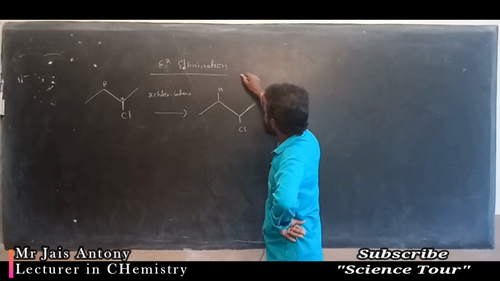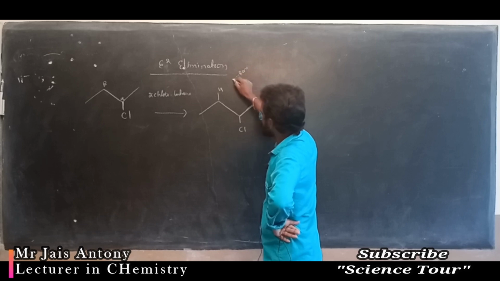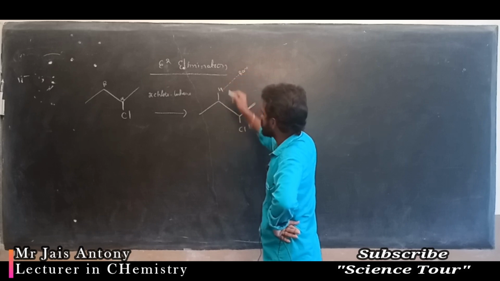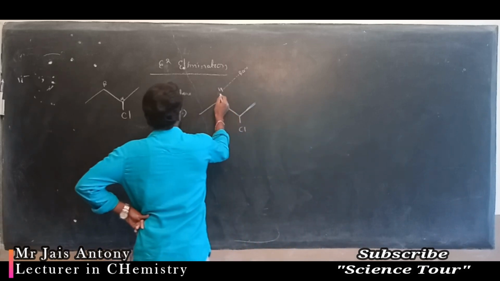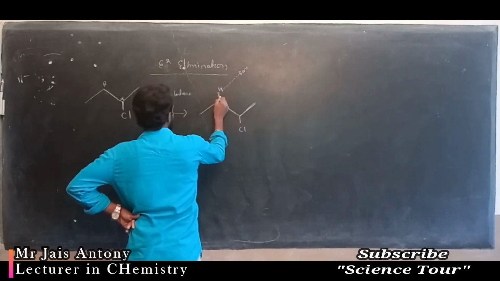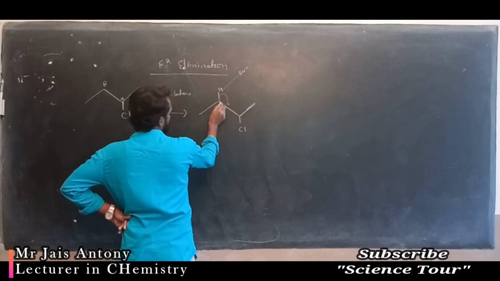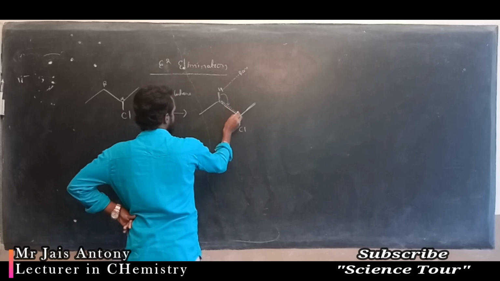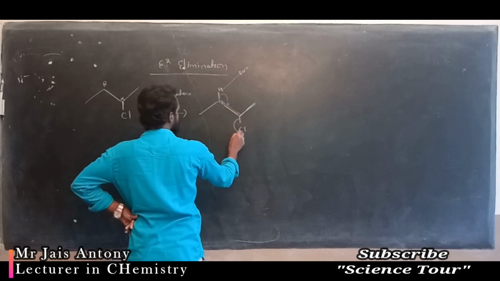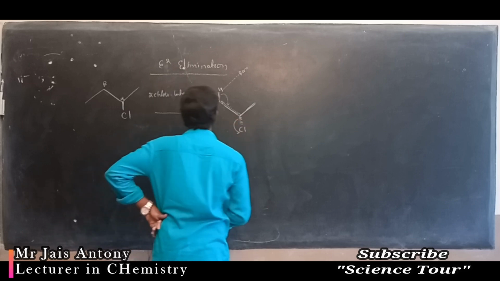What happens? Base comes. Base tries to form a bond with the H. Same time, the hydrogen bond breaks. Correct? Same time breaking means it forms a double bond here, correct? That I will write here as dotted double bond like this. Same time the leaving group moves away, that means this bond breaks. Understood? This is in a single step.